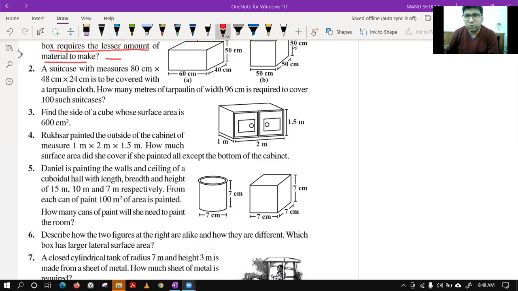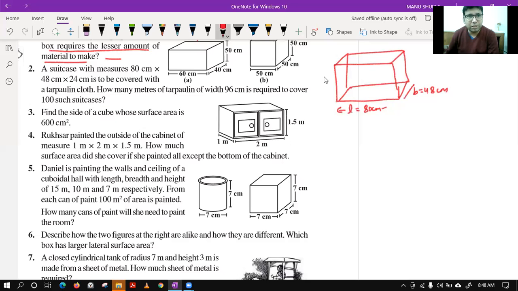Yes, class, have you ever observed this near the stations? Yes, you have observed this thing. First, let me make the suitcase. It is something like this. A diagram is a must in these questions, so please make a diagram on each and every question. So given to you is length equal to how much? 80 centimeter. Breadth equal to 48 centimeter only, and height is 24 centimeter. So we have observed all the units are the same.